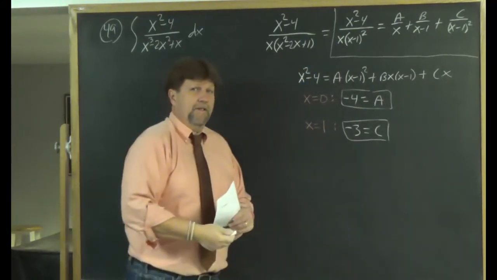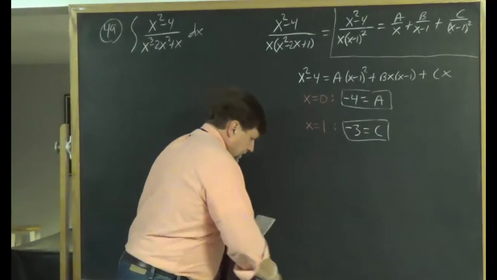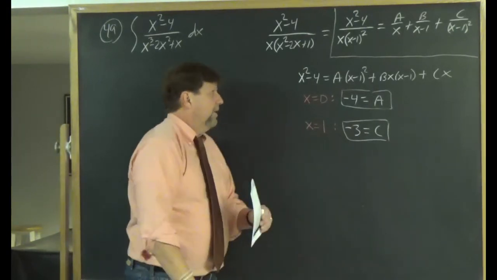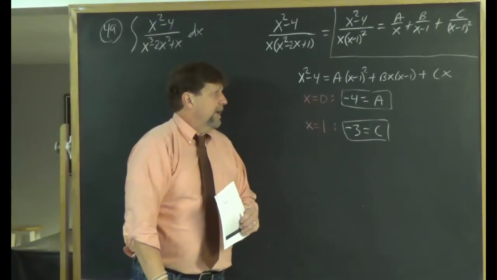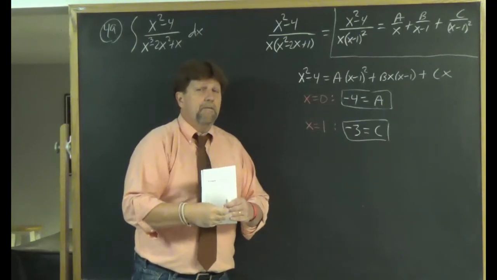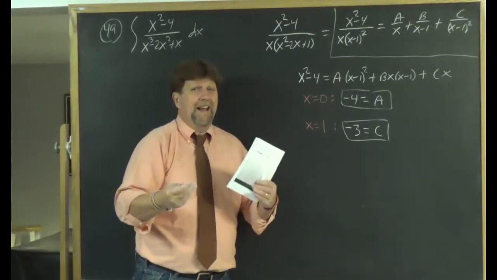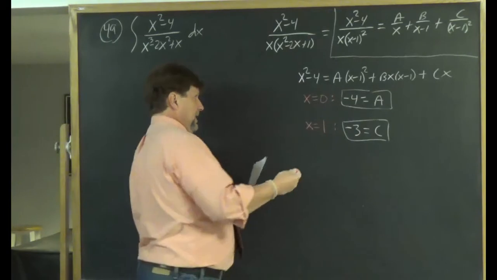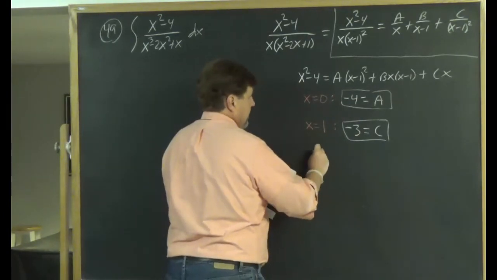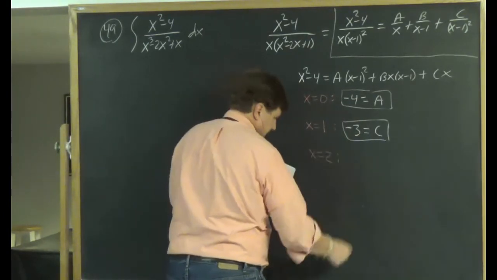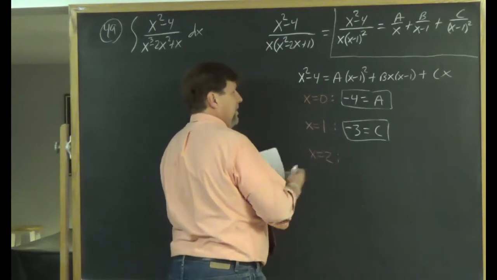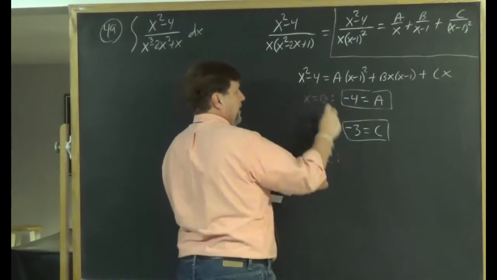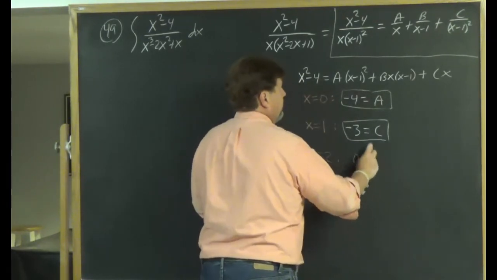So we immediately know c is negative 3. So now we need to determine what b is. I've run out of convenient numbers to toss in for x, so I can put in anything I want for x. I'm going to pick x equals 2. I mean, that's pseudo-convenient, only because when 2 comes in here for x, we get a 0.